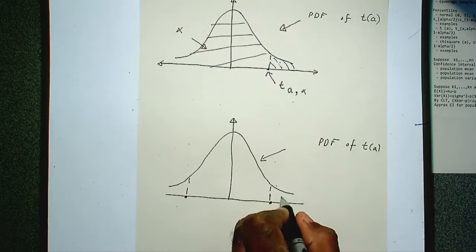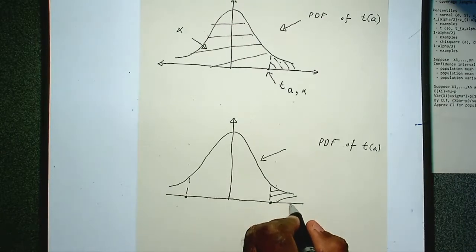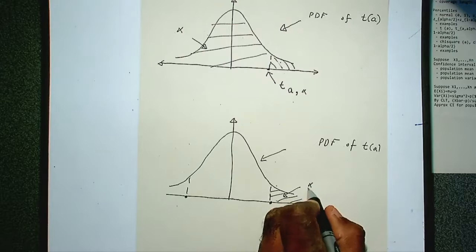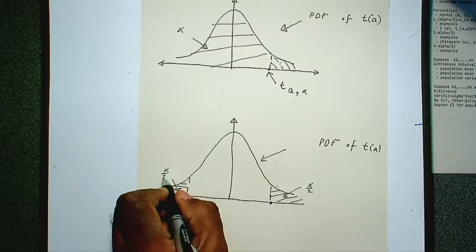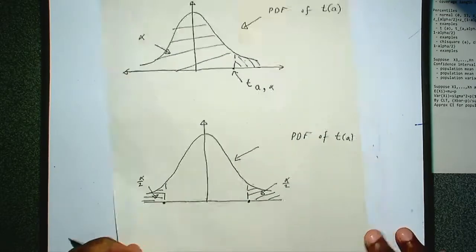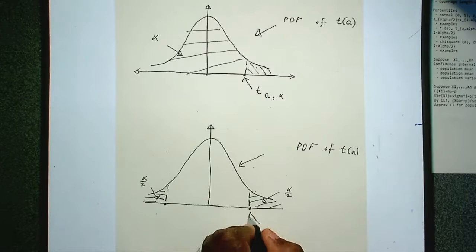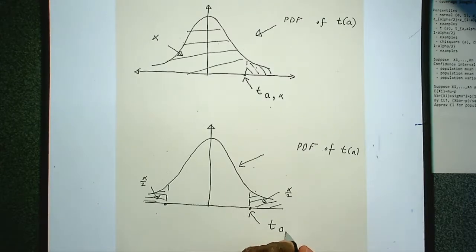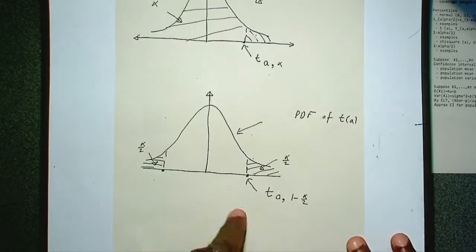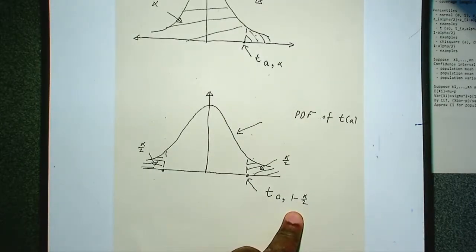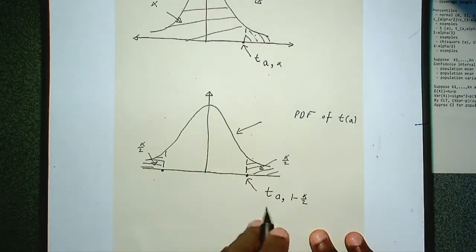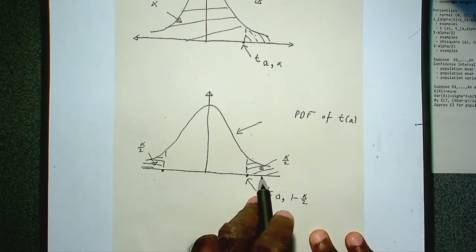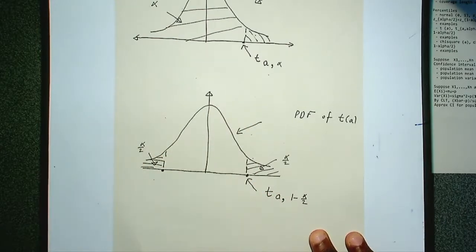And suppose this area here is alpha by 2, and that this area here is also alpha by 2. All right, so by definition of a percentile, this must be t sub 1 minus alpha by 2. Do you see why? Because 1 minus alpha by 2 is the area to the left. You always look for the area to the left of the point, because if this area is alpha by 2, 1 minus alpha by 2 is the area to the left, right?